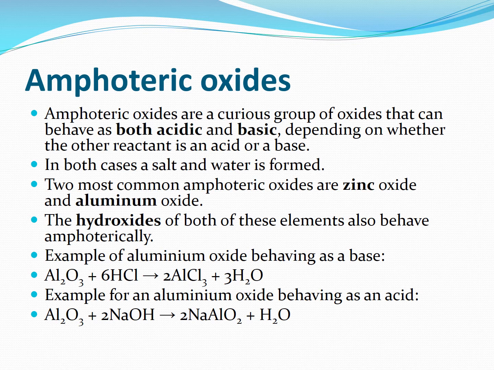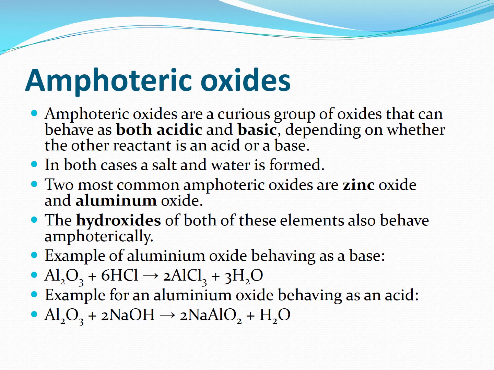In the same way, they can also react with an alkali to form salt and water, thereby acting as an acid. The two most common examples of amphoteric oxides are zinc oxide and aluminium oxide. One important point is that the hydroxides of both of these elements, zinc and aluminium, also behave amphoterically.